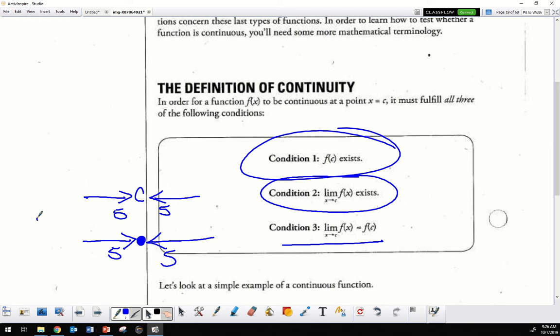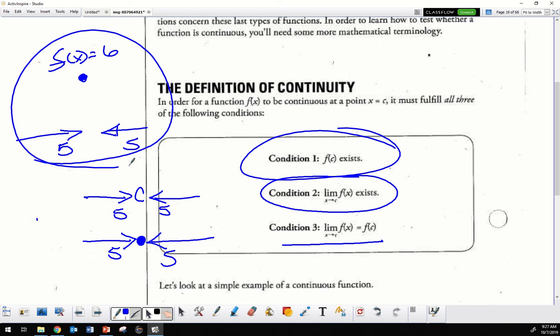We had some of those problems before where it would go to, let's say it went to 5. This also goes to 5, but over here, the f of x is 6. So the limit exists, the function exists, but they're not equal. So this one right here would be an example of not continuous.